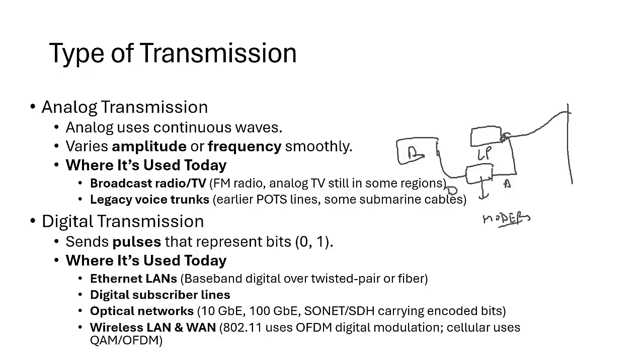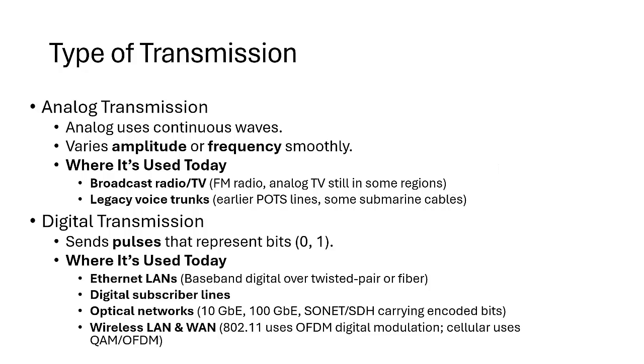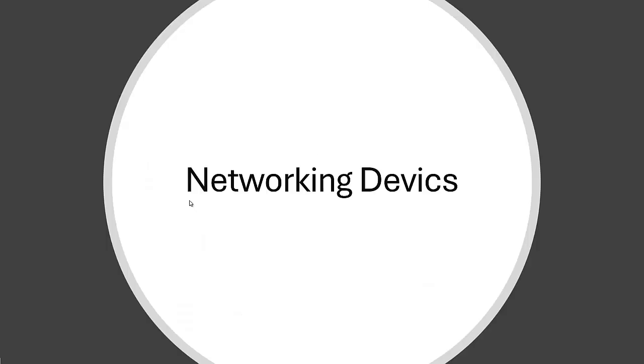Today your telephone line, whatever is coming, is basically analog only. And modem is a device which converts analog to digital. Analog is like listening to your traditional radio, and digital wireless is like watching Netflix via Wi-Fi at home. Now the next topic is called networking devices.